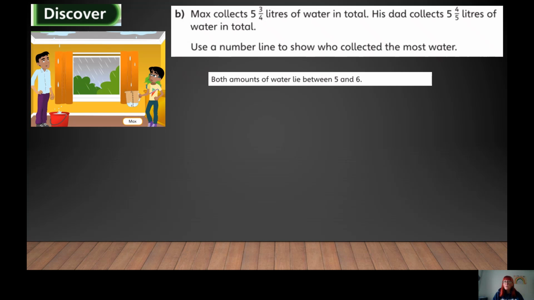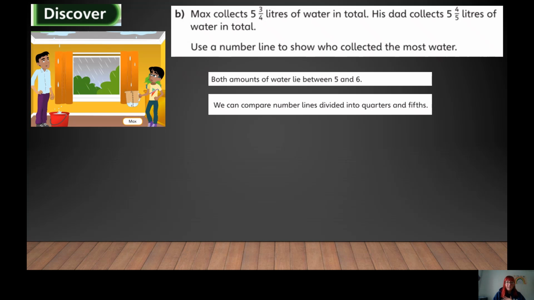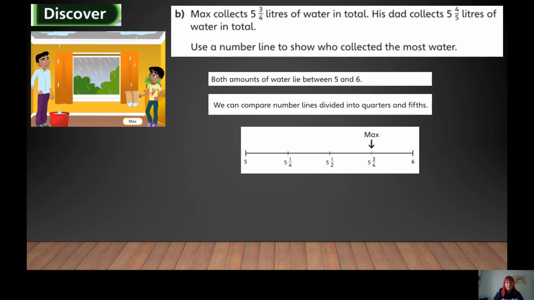I know that both those amounts lie between the integers 5 and 6. And I know that we can compare using number lines divided firstly into quarters because of Max's amount that's been collected, and then the second number line into fifths because of what Dad's bucket has collected. So let's have a look at that on a number line.